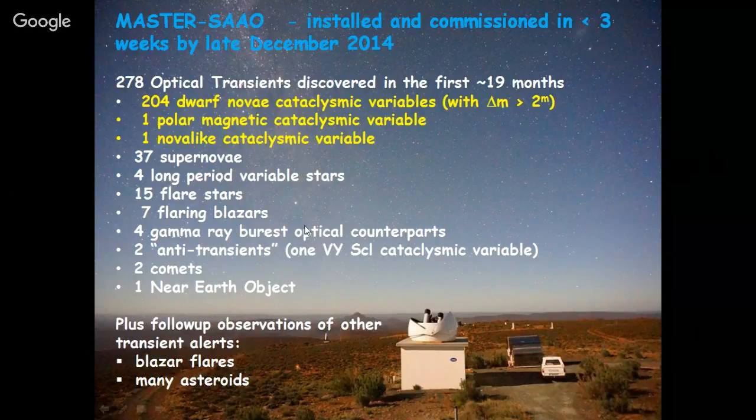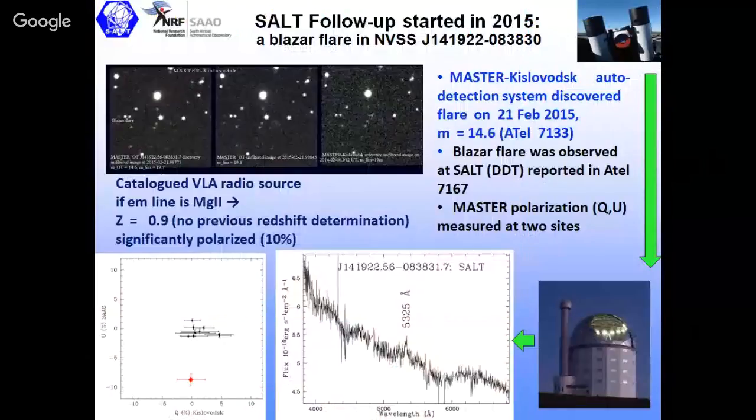And so one of the first successes in terms of following up, I'm just giving a few little examples here, was a follow-up of this blazar that was discovered by MASTER, and we determined a redshift. Fortunately, the polarization technique that was mentioned by Evgeny could be used to show that it was strongly polarized at about 10%, and further Fermi observations have been done on this system as well, and the results of that are being written up in a paper at the moment.